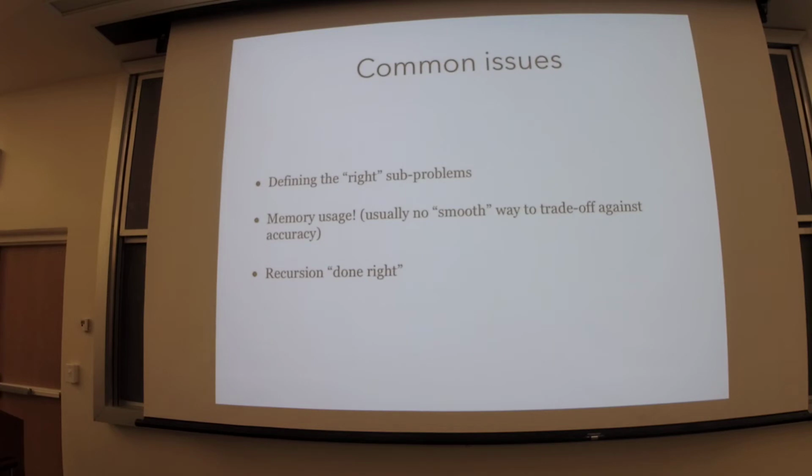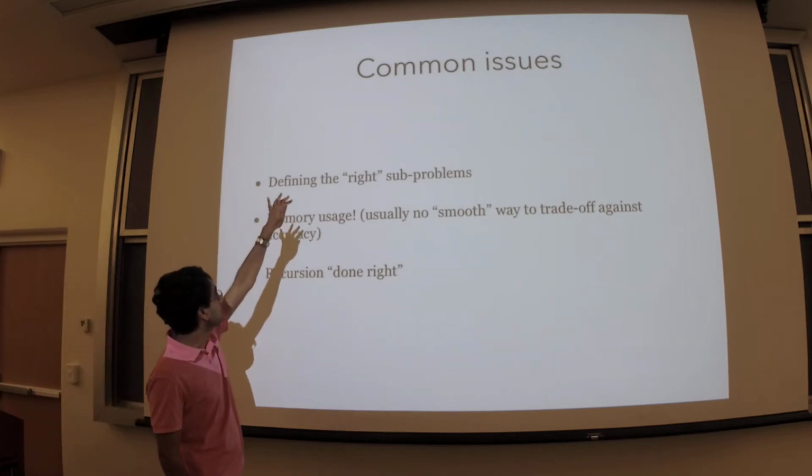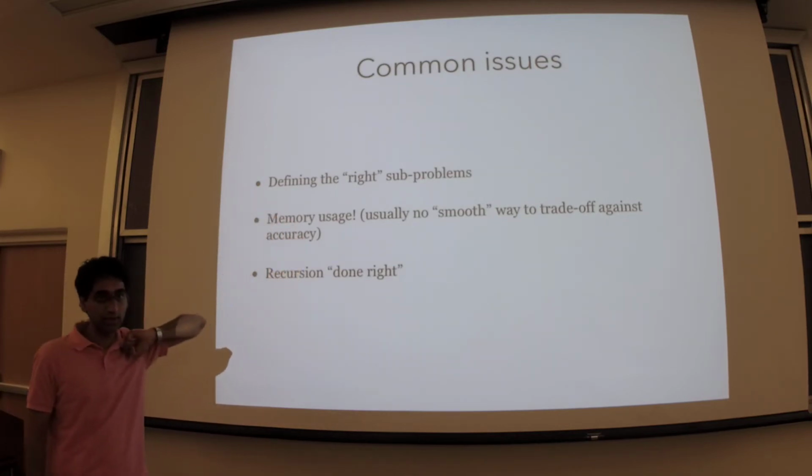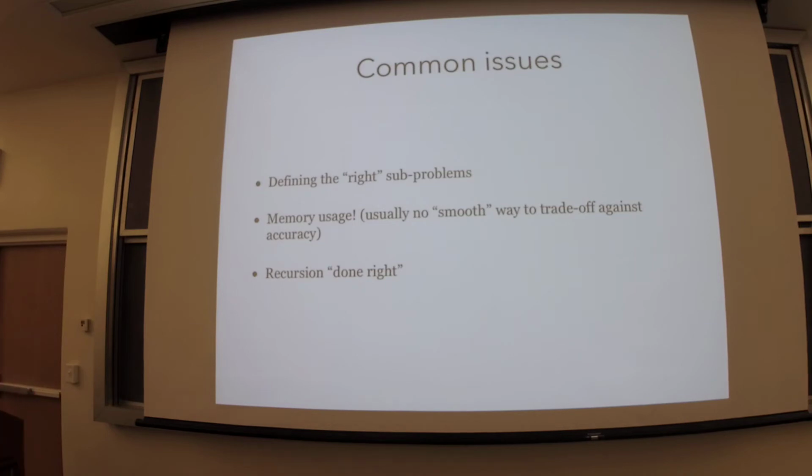So what are the issues with dynamic programming before we go to our final example? One main thing is defining the right subproblems. How you define subproblems could sometimes actually determine how much memory you use, what the complexity is, and so on. That's one common issue that you will face. And hopefully in homework 2 and homework 3, you'll see some examples where you will have to define subproblems the right way.